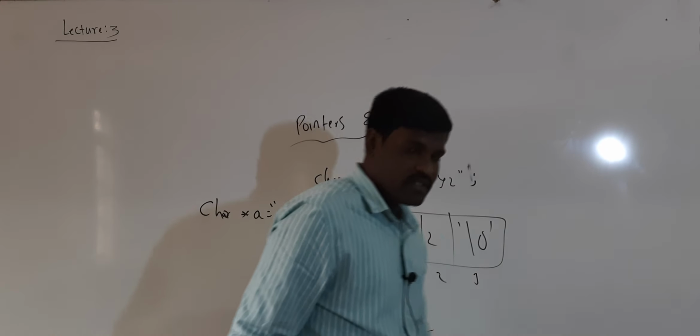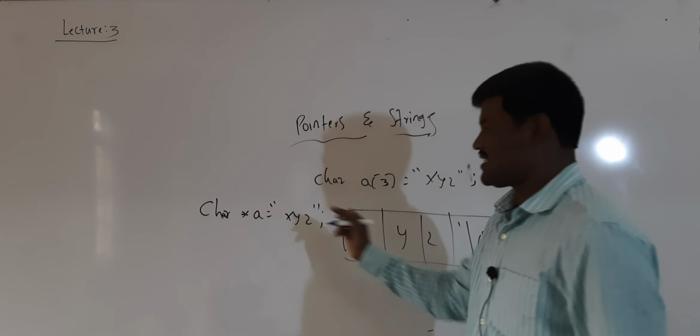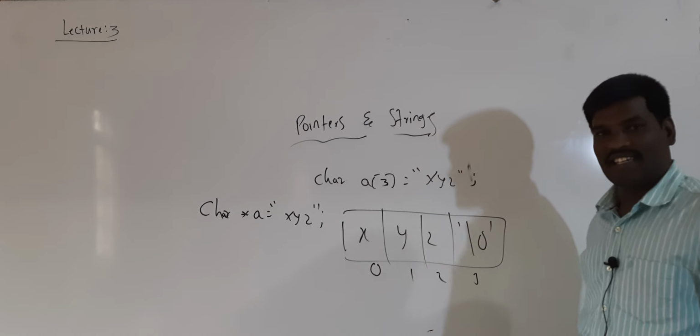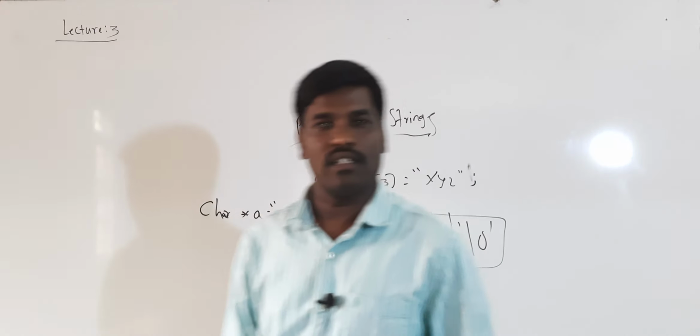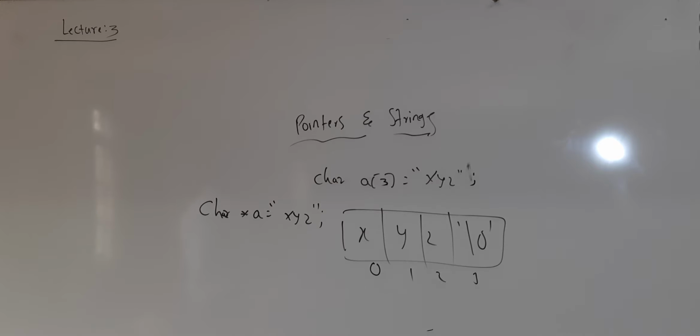See the difference here. Char star a is equal to x, y, z. Here x, y, z is stored in a of 3, which means it consists of 3 characters: the first character is x, the second character is y and the third character is z, and the last character must be a null character, that is the end of the string.